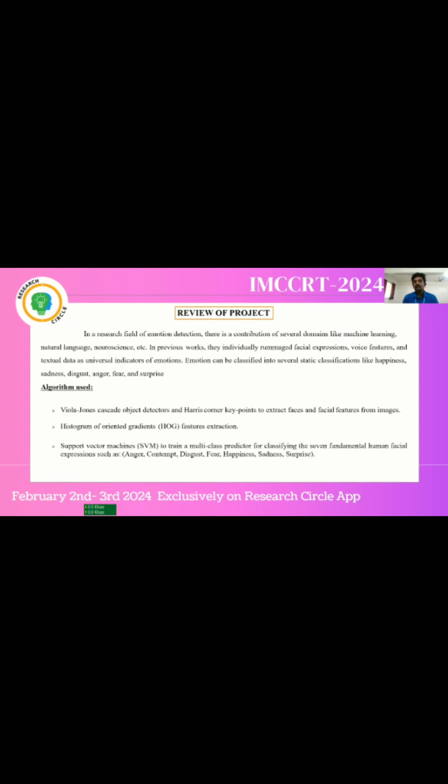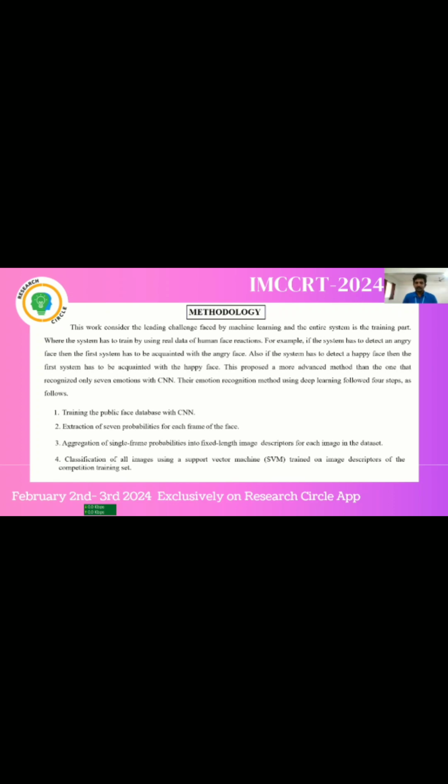Histogram of oriented gradients, HOG, features are extracted. A support vector machine is used to train our predictors and classify the fundamental expressions like anger, contempt, disgust, fear, happiness, sadness, and surprise. Our project will also show the percentage of happiness, like 30% happy or 50% happy. We are also able to detect that.